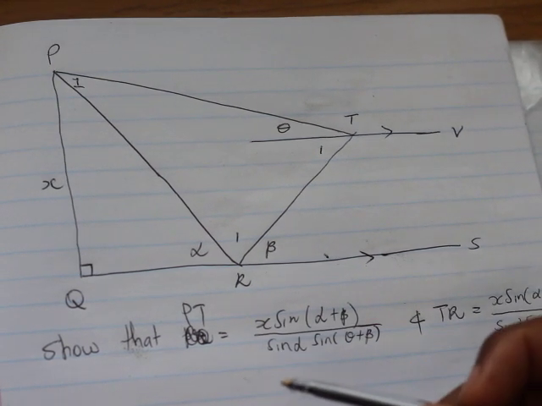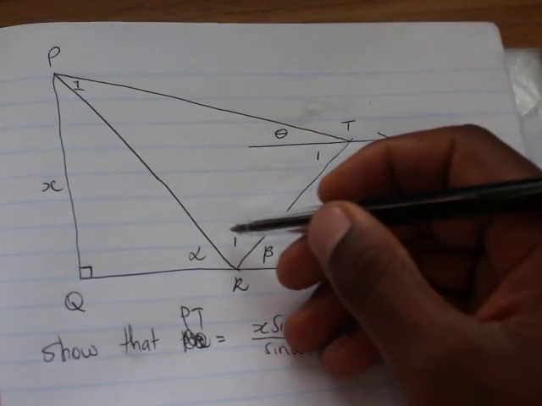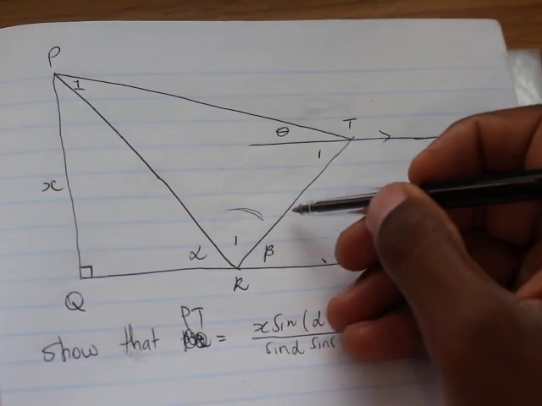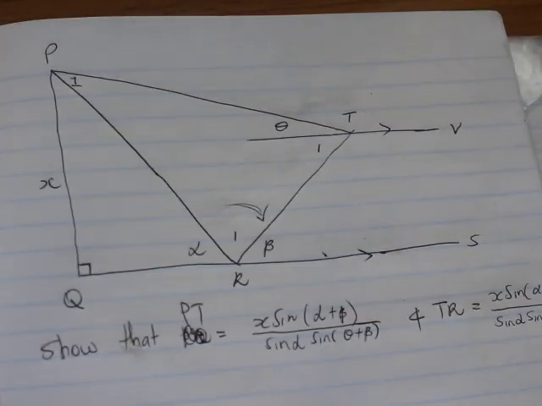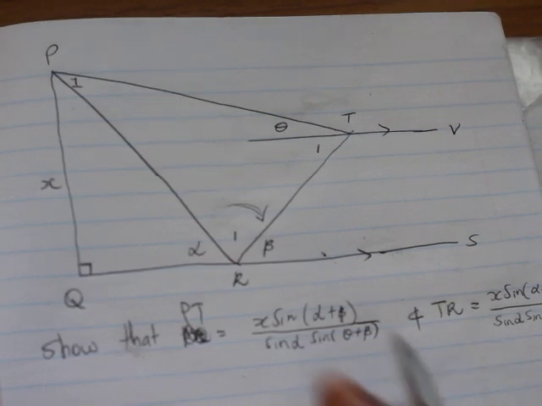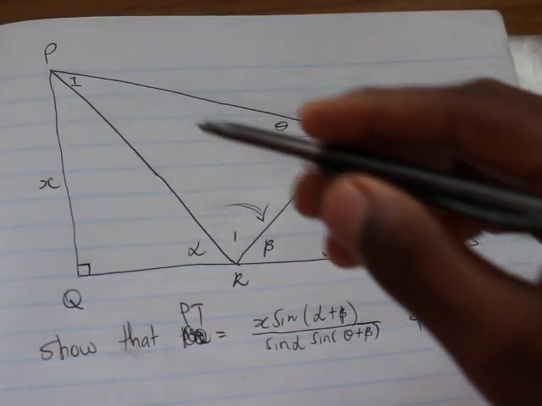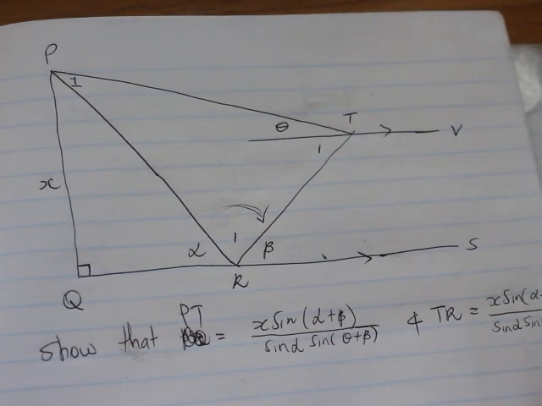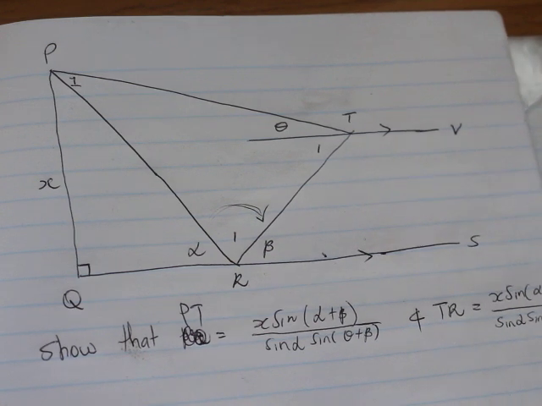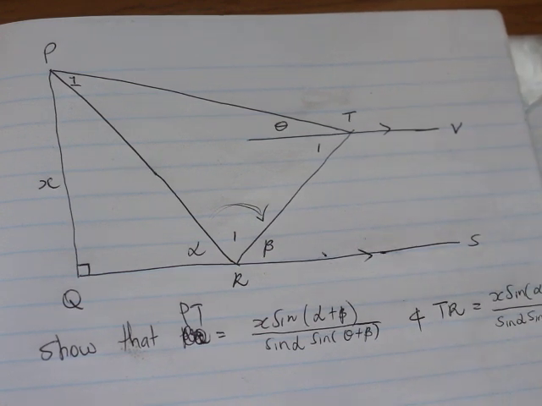PT. Well, first of all, we need to find the angle here. We need to make sure that the triangle whereby PT is found has as much information as possible. So we need to find the lengths of the sides, for instance PR and TR, and then use that to find the missing side, which is PT.